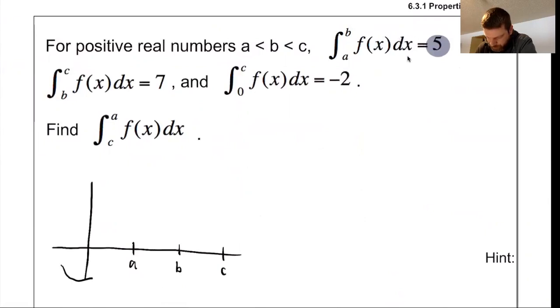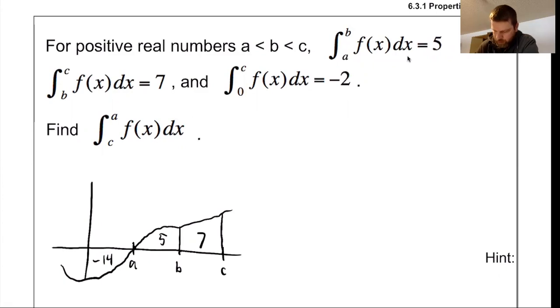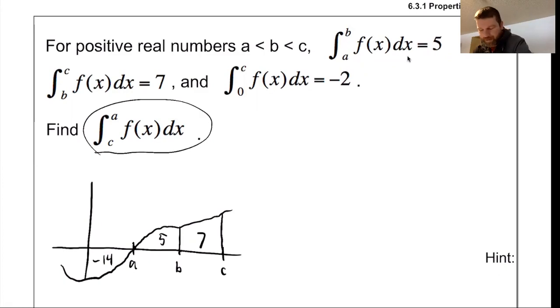So I've got some negative values, some positive values, sure. And we already found that the integral from a to b is 5. The integral from b to c is 7. The integral from 0 to c is negative 2. So we had found out that this is going to be a negative 14, so that the overall integral from 0 to c is negative 2. Let's see what it's asking. Oh, it's asking for the integral from c to a. So from c to a, I didn't even need this one.